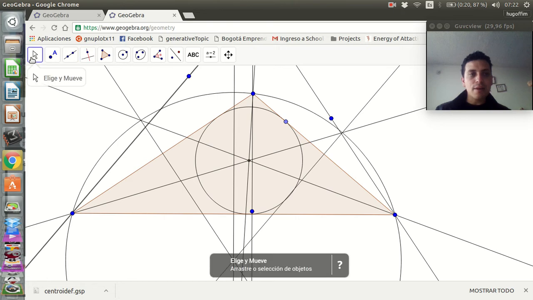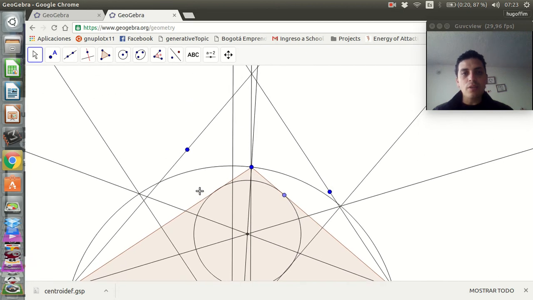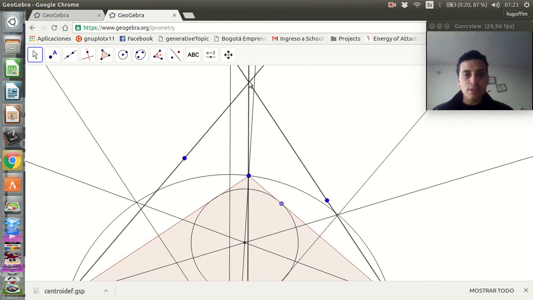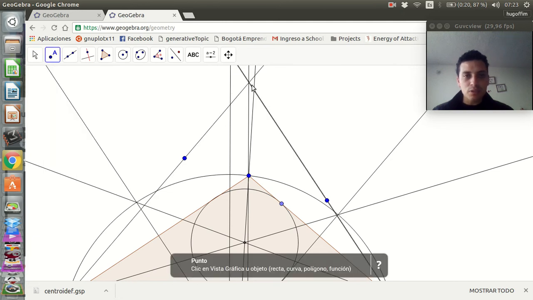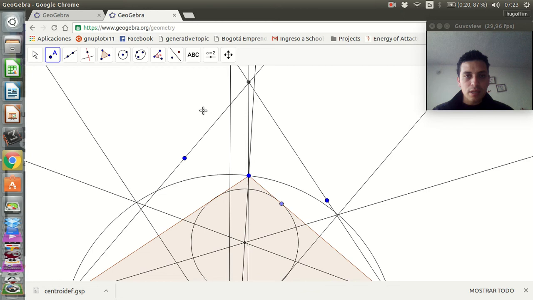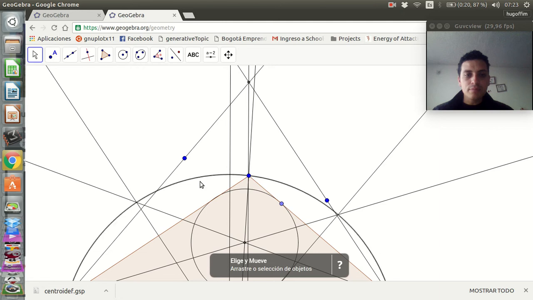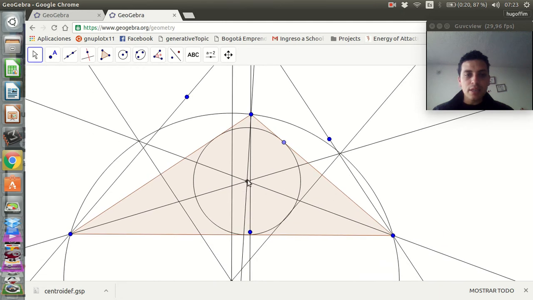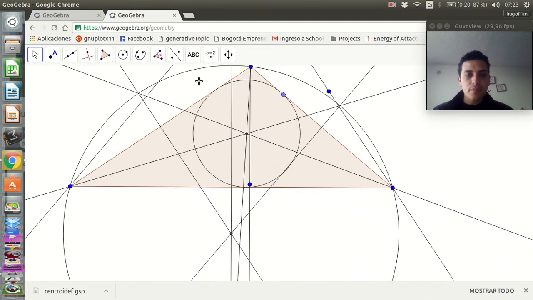And here we have found the orthocenter. Excuse me, I said incenter, but it's the orthocenter. So we're going to set a point, the point of concurrency of the lines, and this is the orthocenter. So far we have orthocenter, incenter, and circumcenter.